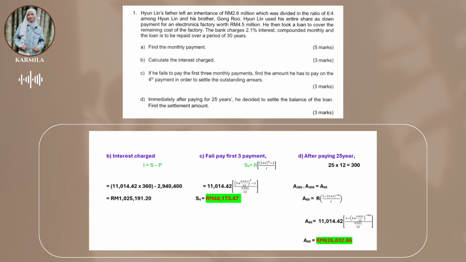For Part D, Hyolin has already paid for 25 years, which is 300 months. Out of the full 360 months, there are 60 months remaining. I calculate the outstanding balance by finding the present value of these remaining 60 payments. After substituting into the annuity formula, the settlement amount he must pay is 626,832 ringgit and 86 cents. That's all for question 1, Part B.